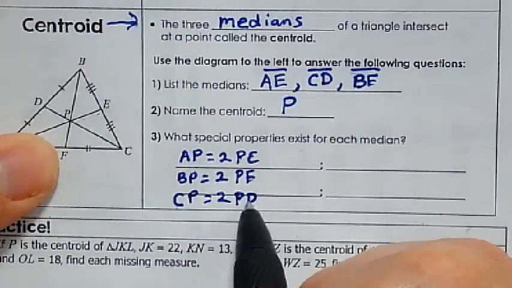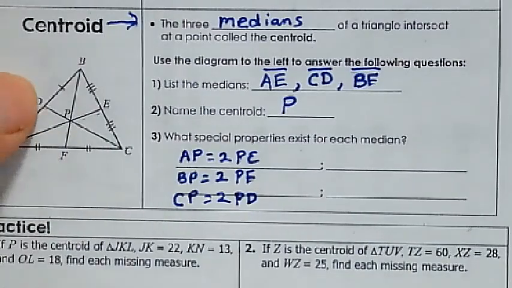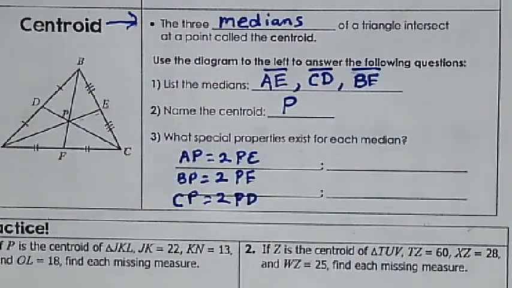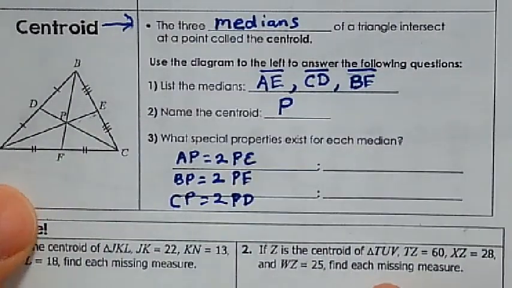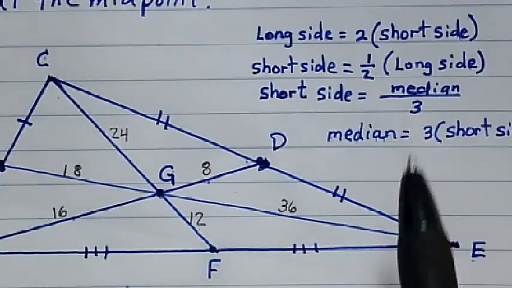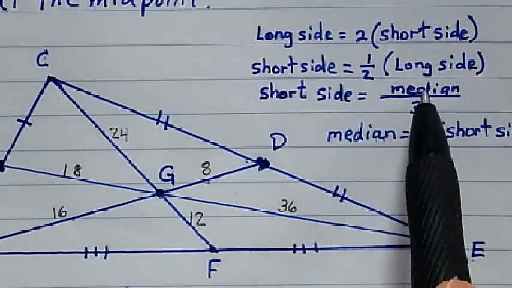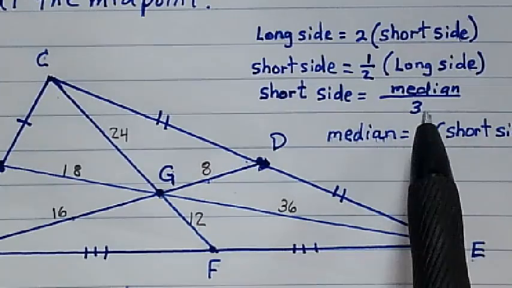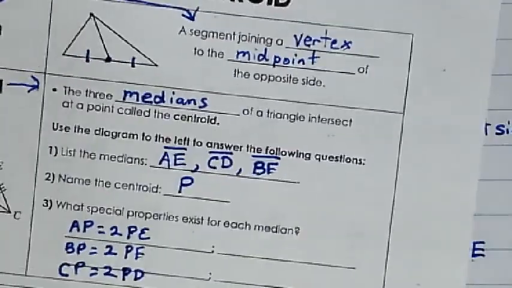And now, the next thing that I think is really important to know is this. Remember I said right here, the short side equals the median, the whole entire median divided by 3. It's 1/3 of the median. So having said that, look at the first median, AE.